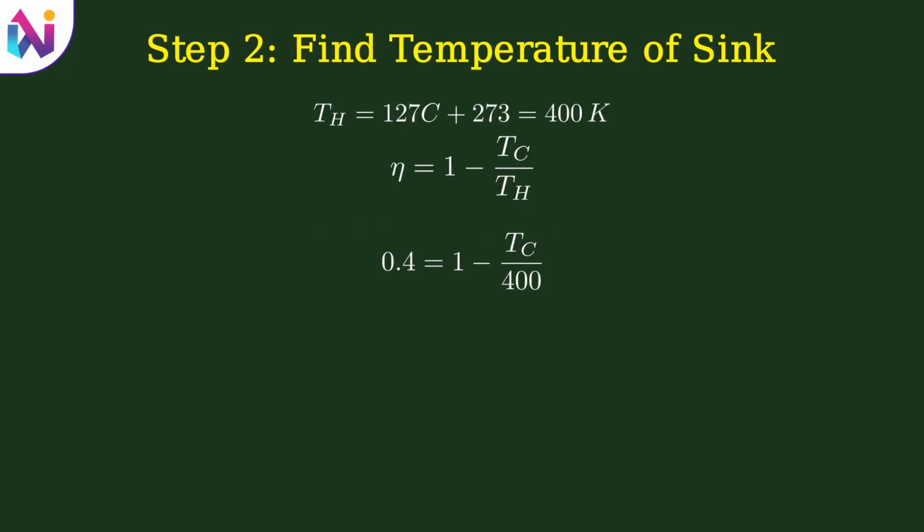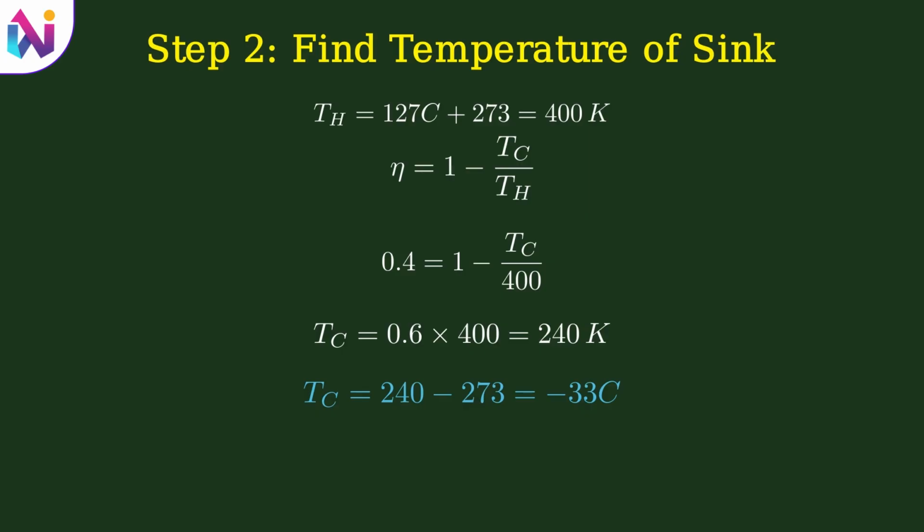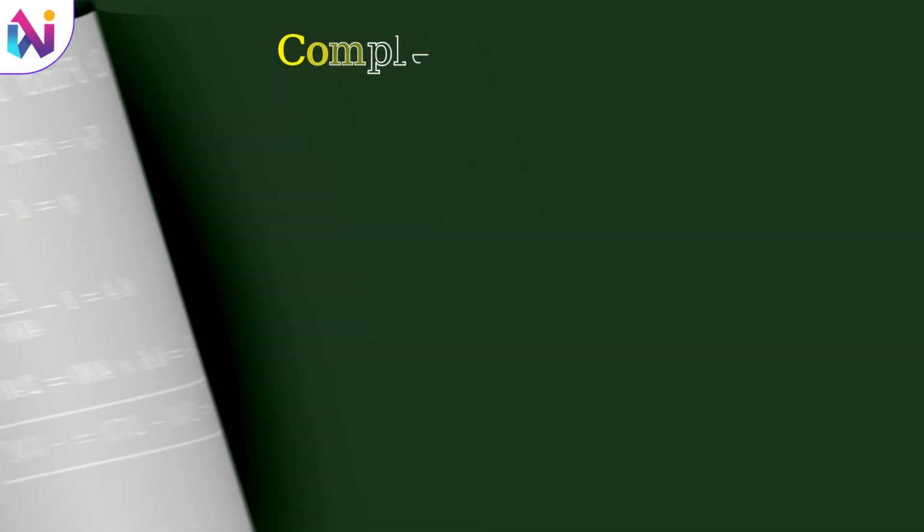Rearranging, Tc over 400 equals 1 minus 0.4, which is 0.6. Therefore, Tc equals 0.6 times 400, which gives us 240 Kelvin. Converting back to Celsius, 240 Kelvin minus 273 equals minus 33 degrees Celsius. Perfect. The temperature of the sink is minus 33 degrees Celsius, or 240 Kelvin.